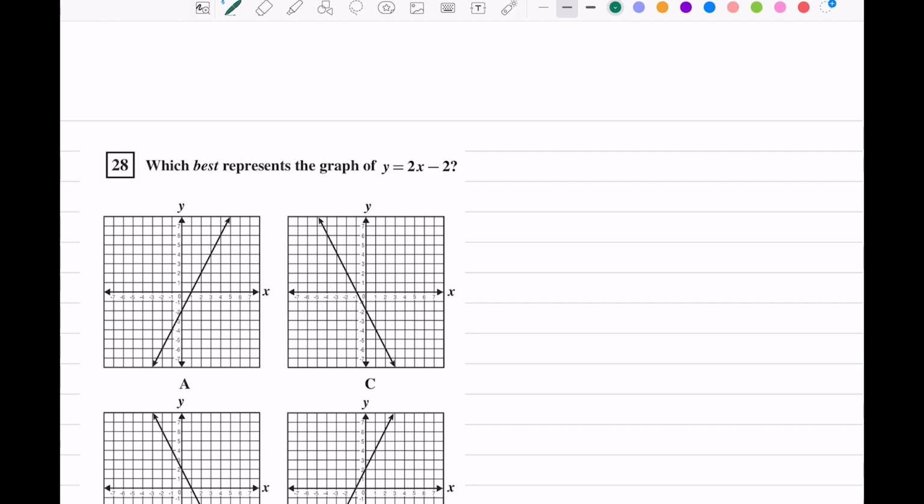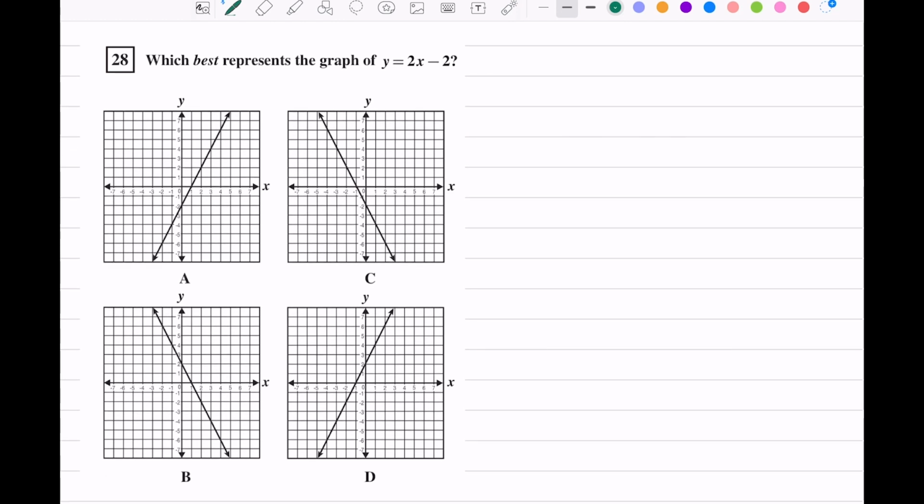Which best represents the graph of y equals 2x minus 2? So our equation is almost in the form y equals mx plus b. To make it match, we need to rewrite it as y equals 2x, and instead of minus 2, we add negative 2. Now you can see that everything matches. Our m's line up, our plus signs, and our b. So this tells us that our slope is 2, and our y-intercept is negative 2. More precisely, the y-intercept is the point 0, negative 2.